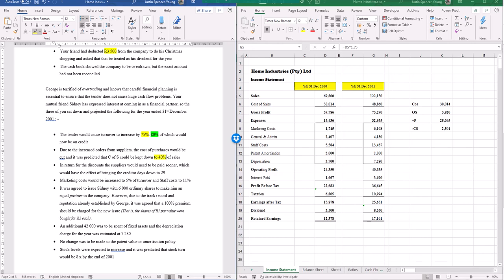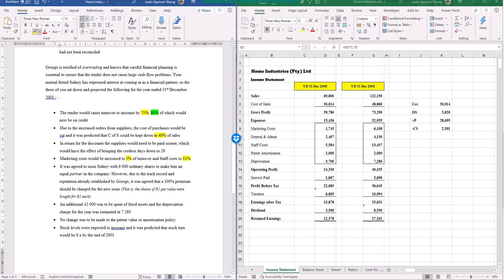Now let's go and find some marketing costs. Here we're just going to hunt these guys down. 5% over there for marketing. We've got some staff costs over there. What else do we need to address here? We're looking for some general and admin, kind of buried in here somewhere.